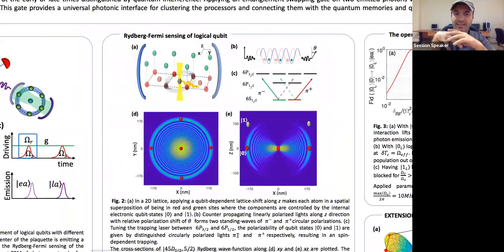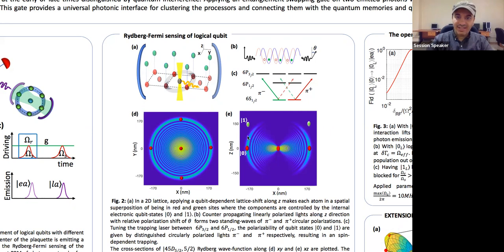So how does the central atom sense the logical qubit that is encoded on the plaquette? It is based on Rydberg Fermi sensing. In this approach, I suggest to encode the information in dual space, both space and electronic basis. So I use a spin-dependent lattice, and in this configuration, the plaquette atoms, with different qubit states, would be stored in different places in space.